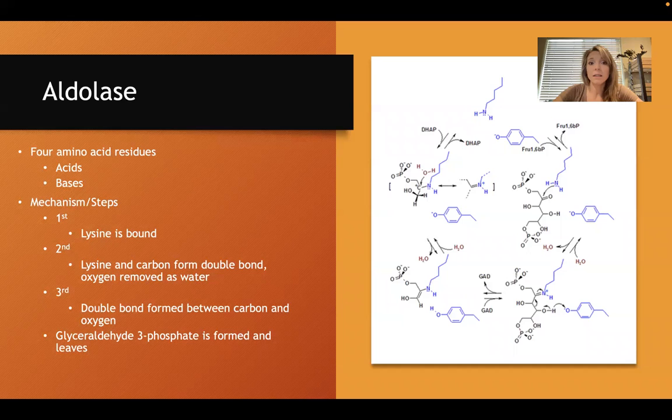Then lysine 97 takes the hydrogen from the oxygen, forming a carbon-oxygen double bond, breaking the carbon-to-carbon bond, and forming a new carbon-to-nitrogen double bond, breaking one of the carbon-nitrogen bonds. So it's not that complex of a system, and you can see parts of it in the pathways on the picture here. We'll look at it a little bit more in a second. At this point, the first product, glyceraldehyde 3-phosphate, is formed and it leaves the enzyme.